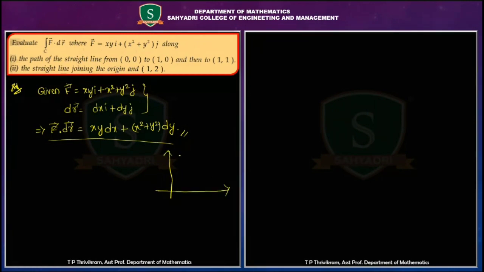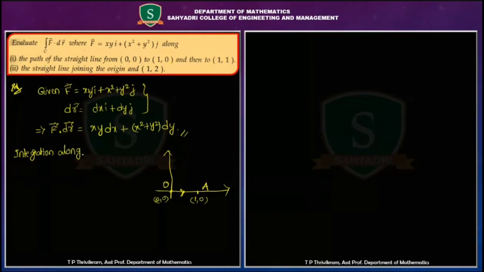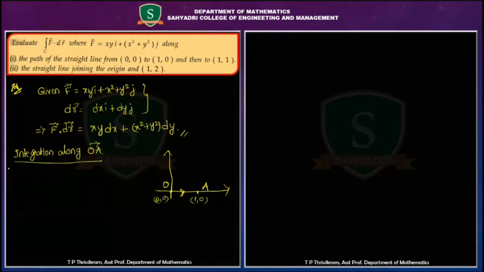Suppose you take a coordinate axis like this, and this is origin 0, 0, and 1, 0 will come somewhere here. So here 1, 0. Now you need to find the integration along this straight line joining these two points. I will name this point origin O, and this I am taking as point A. So integration along the straight line OA. Let us write the details.